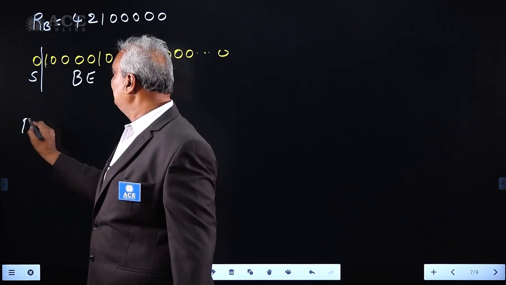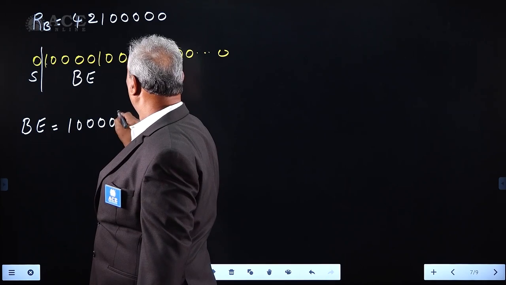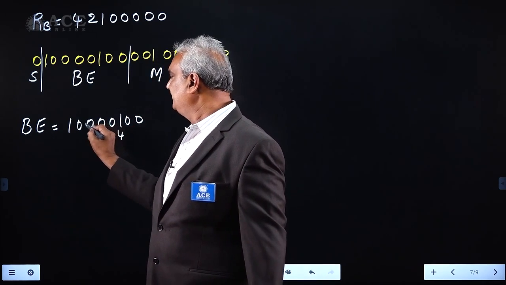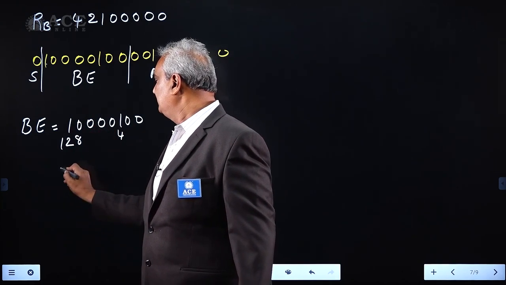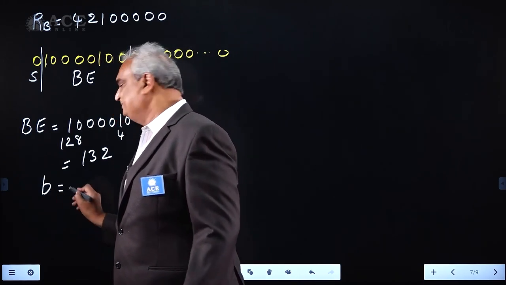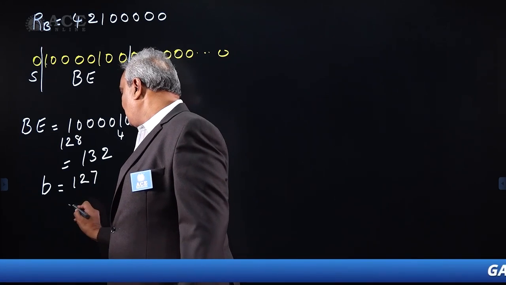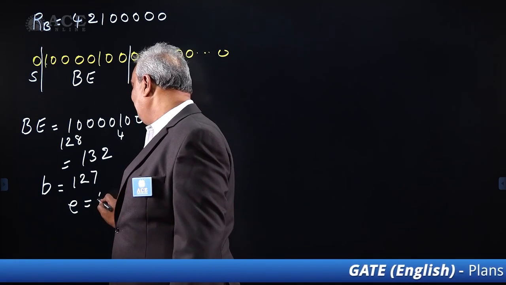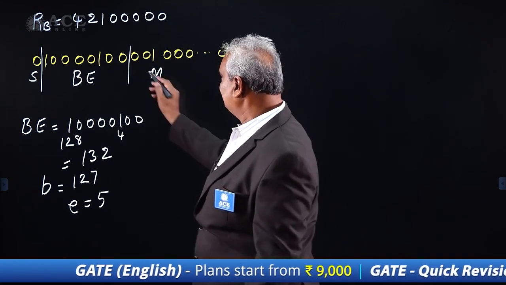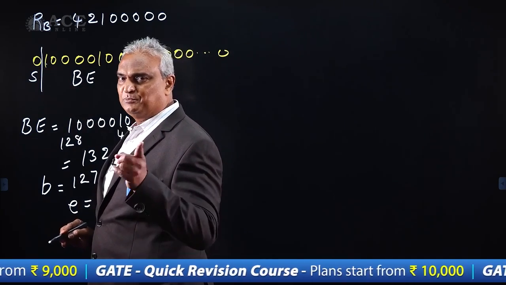Here biased exponent value is nothing but 1 0 0 0 0 1 0 0. Means 1 2 4 8 16 32 64 128, nothing but 132. Already we know biasing value is 127. So true exponent value is nothing but 5. Okay. Next, M value is like this. Since S is 0, sign symbol is positive.